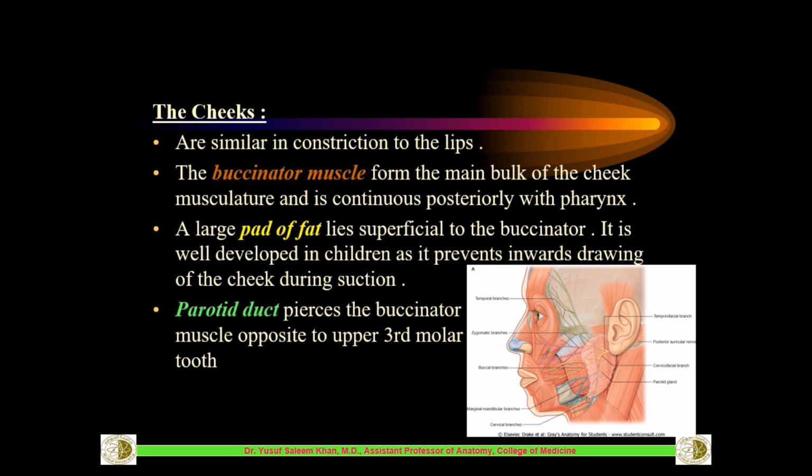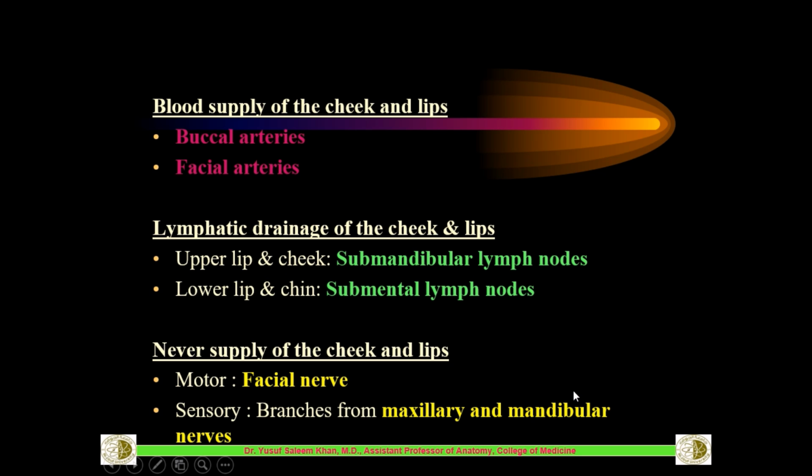So these are some of the contents which you can see. One is the skin, then the superficial fascia filled with a thick pad of fat. Then deep inside we have the buccinator, and there will be a duct, the parotid duct, which pierces the buccinator. So all these structures are within the cheek.